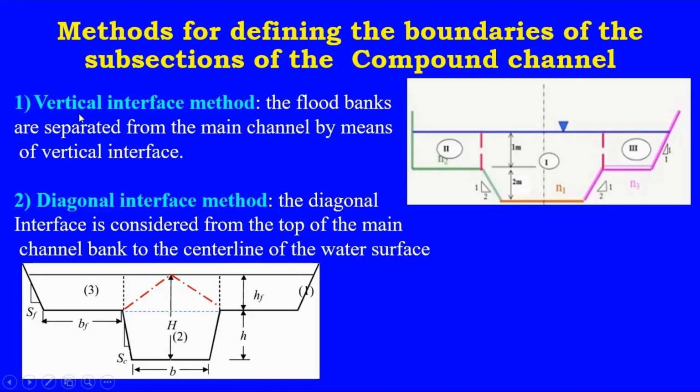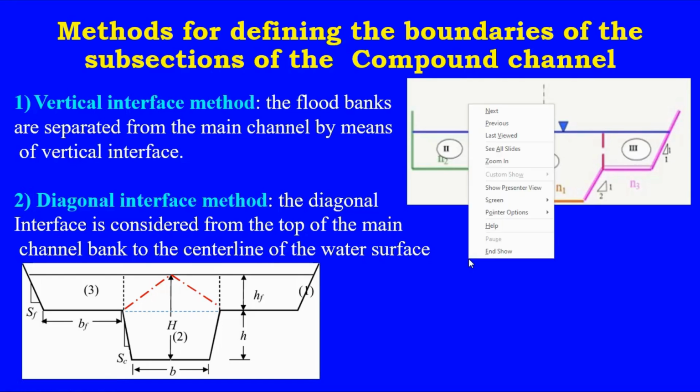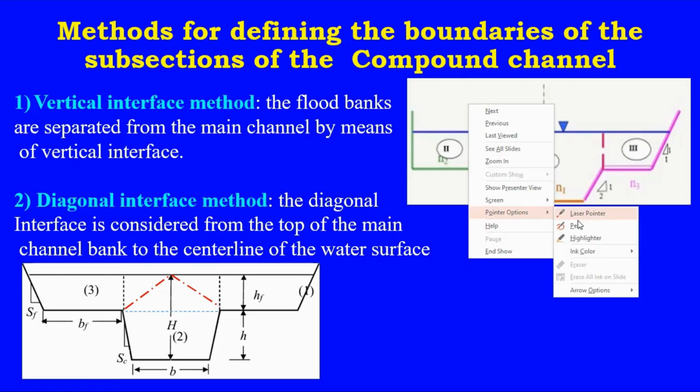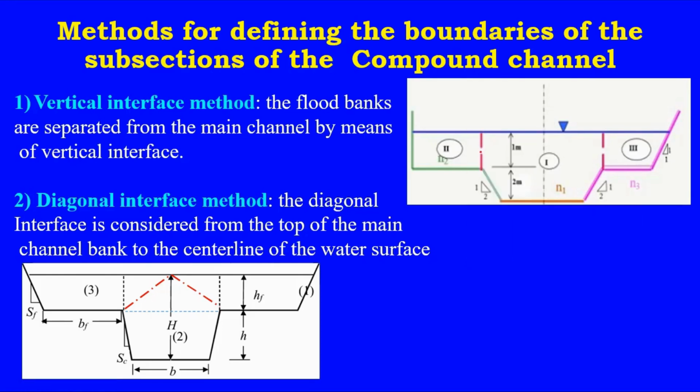We have the vertical interface method and the diagonal interface method. In the vertical interface method, you draw a vertical line. The flood banks are separated from the main channel by means of a vertical interface. So you will draw a line, and you have this region and this region. Then you will compute the area and other quantities.